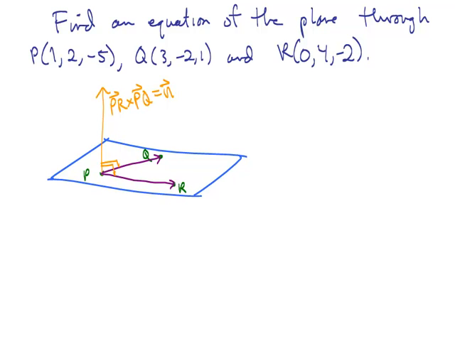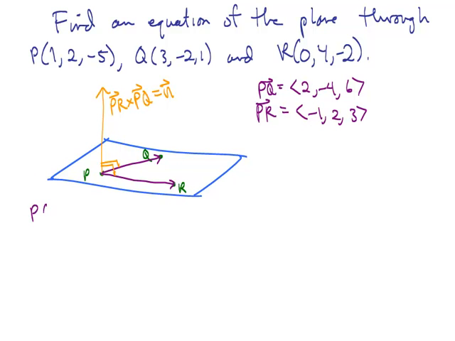So the first thing we want to do then is form PQ. So from P to Q, components of Q minus components of P, that's 3 minus 1 or 2. Negative 2 minus 2 is negative 4. 1 minus a negative 5 is 1 plus 5 or 6. How about PR? From P to R, 0 minus 1 is negative 1. 4 minus 2 is 2. Negative 2 minus a negative 5 is negative 2 plus 5, which is a positive 3.